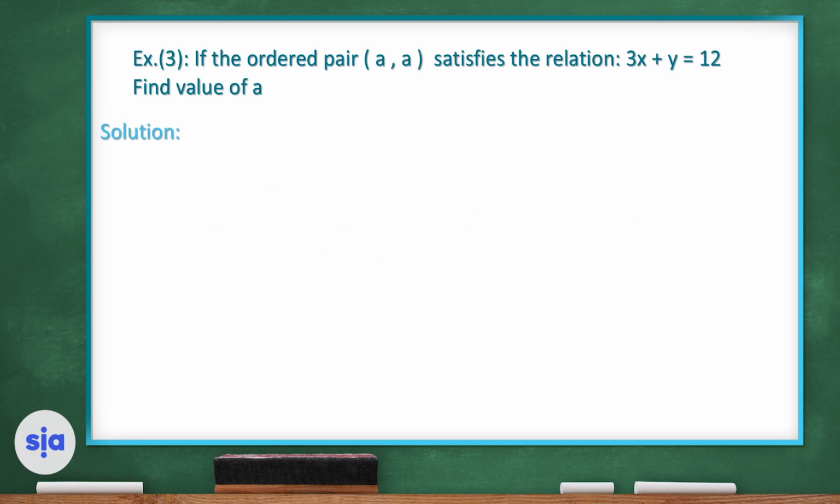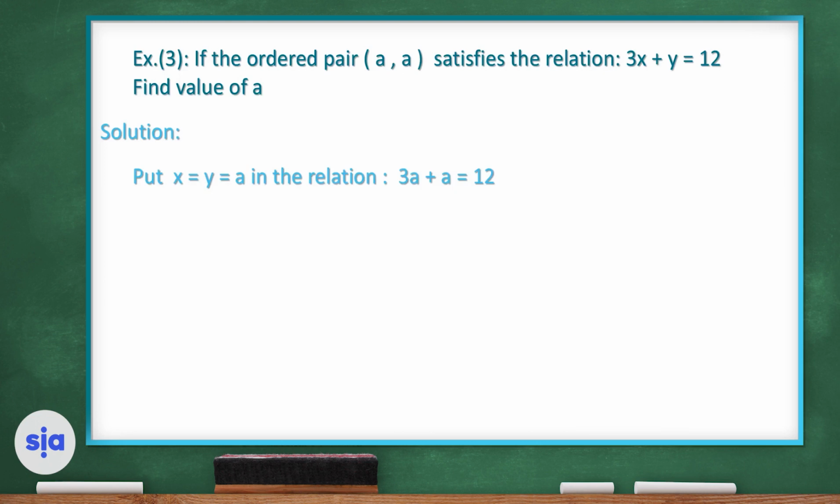Exercise 3. If the ordered pair (a, a), take care here that the x value is a and the y value is a. Whenever we have an ordered pair, we can easily replace the x part of the ordered pair by x in the equation and the y part by the y in the equation. So, 3x plus y equals 12 is the equation. We're going to replace x by a and y by a.